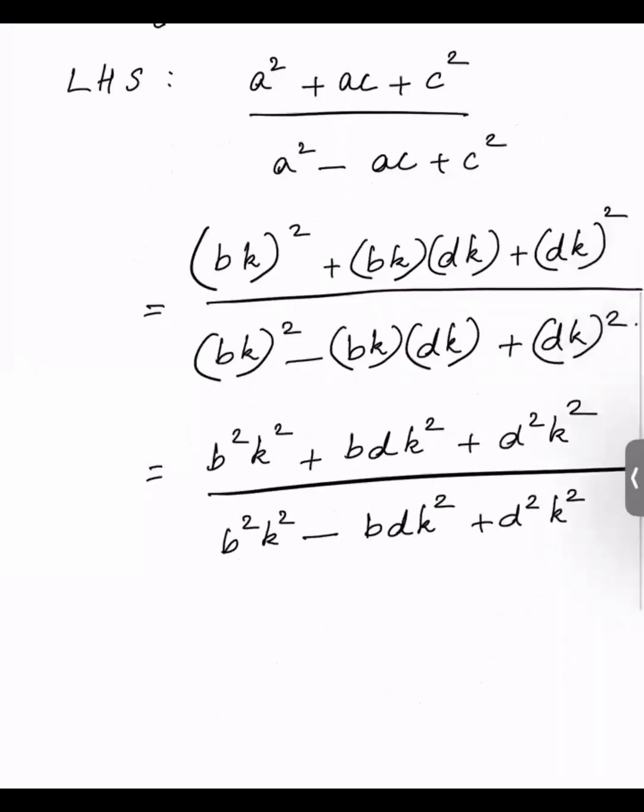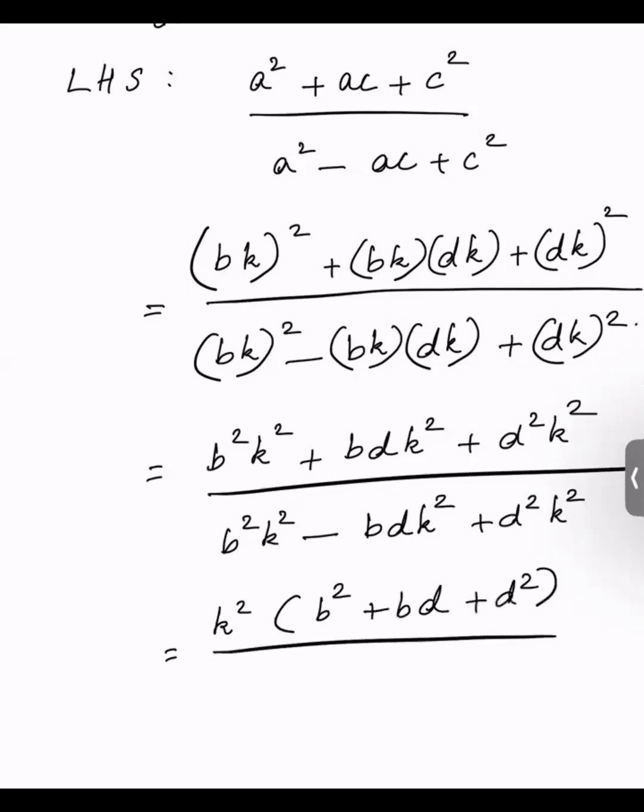Now, what is common here? Can you see anything common in the numerator and denominator? Both numerator and denominator have K square. So take K square out. And what are you left with? B square plus BD plus D square divided by K square out, B square minus BD plus D square.